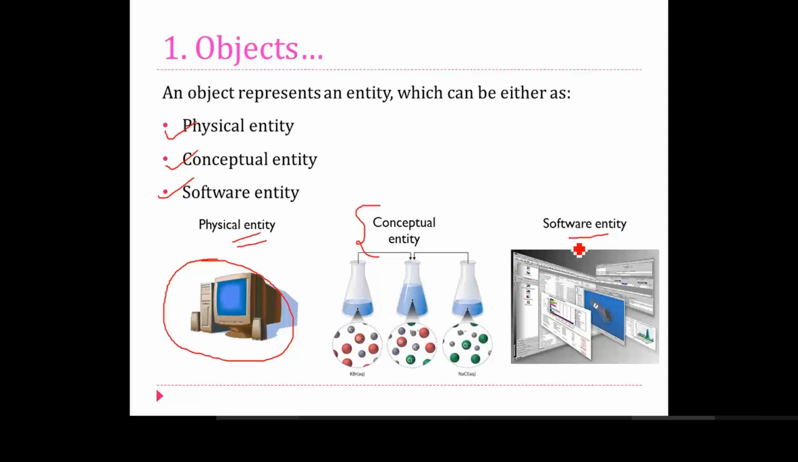And third, even software can be an object. Whenever you define a problem statement to develop software for an employee payroll system, the employee is an object which is a physical entity, the database is an object which may be a conceptual entity, and the set of code used to compute the pay scale is again an object. So physical, conceptual and software entities all come under objects.